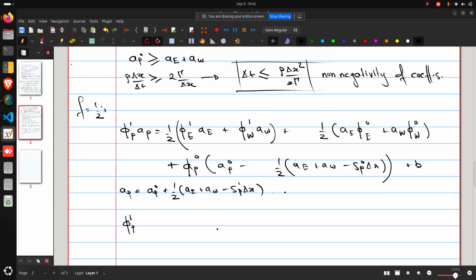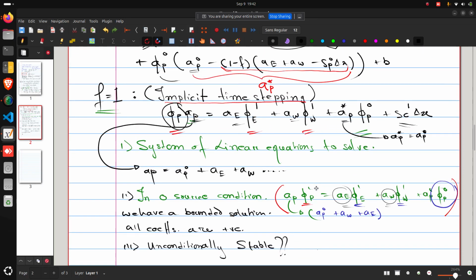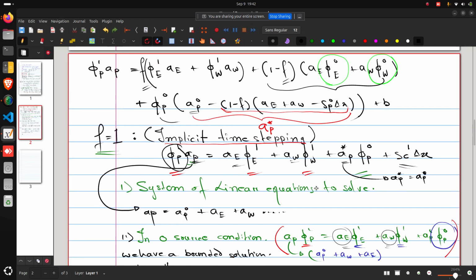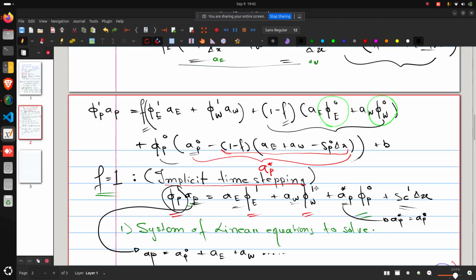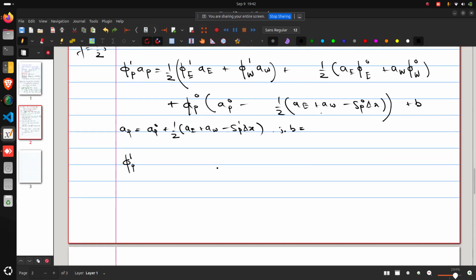Okay, we have to write B also here, right? Because B is also having some F terms. Here B is delta X half of, okay. So B is nothing but delta X by 2 times SC naught plus SC1. So it's just a simple average of the two time steps, right?